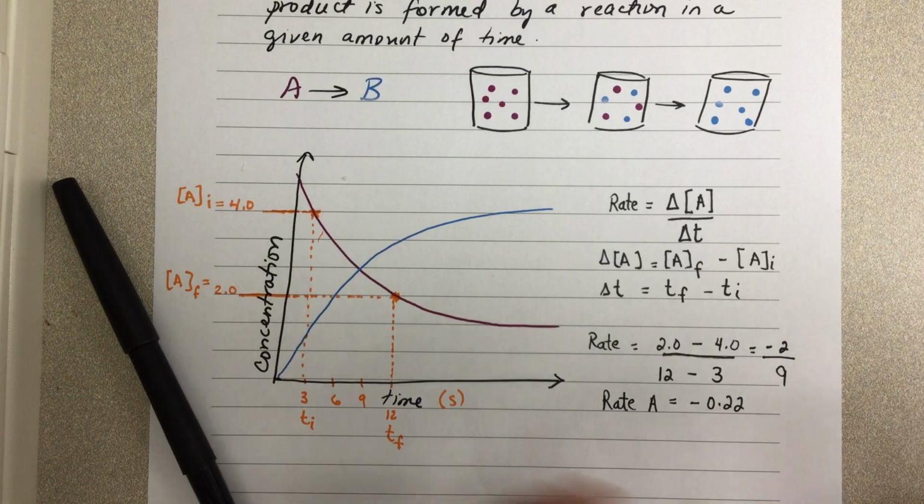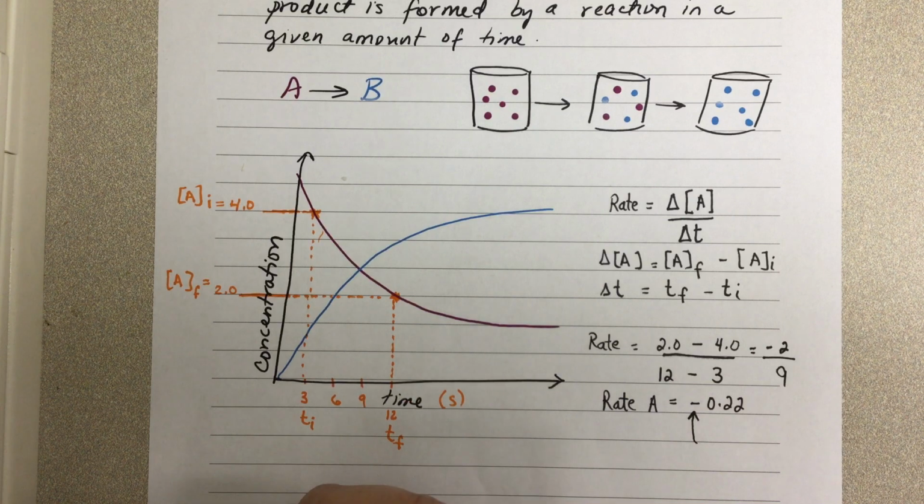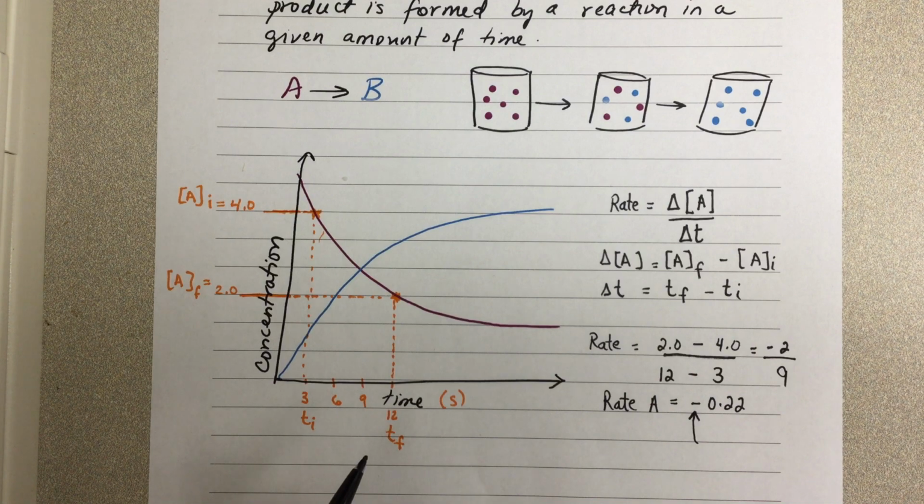So negative 0.22. You're going to get a negative sign always for the rate of a reactant, because the concentration of your reactant is decreasing over time. That negative sign is telling you how much the concentration is changing in that specific interval of time. So when you go from 3 seconds to 12 seconds in this example, the concentration of your reactant A is decreasing by 0.22.